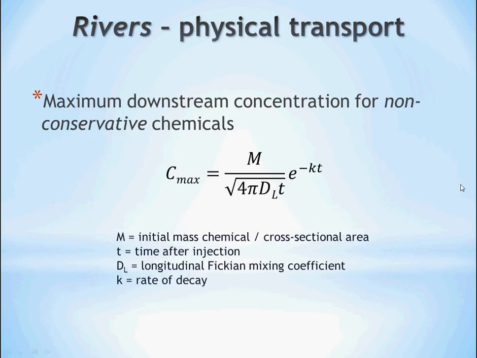So for non-conservative chemicals, hopefully this looks somewhat familiar to you. This is the same equation here. And essentially we just add on exponential decay. So we have sort of the mixing or the spread of that chemical, and then we've got exponential loss of that chemical over time. So K is your rate of decay here, and that's in units of 1 over time again.